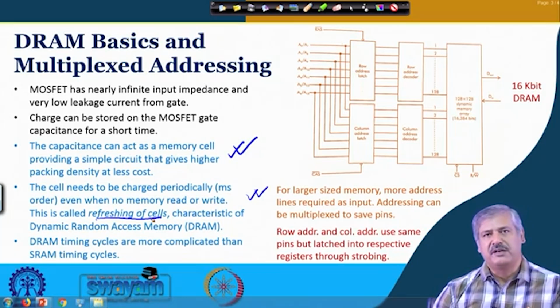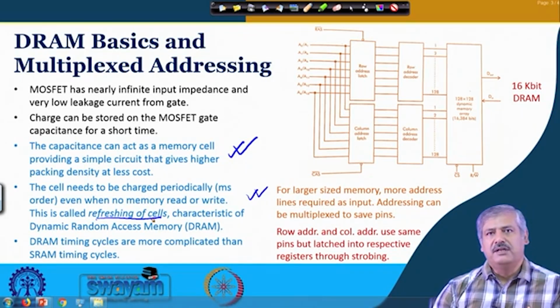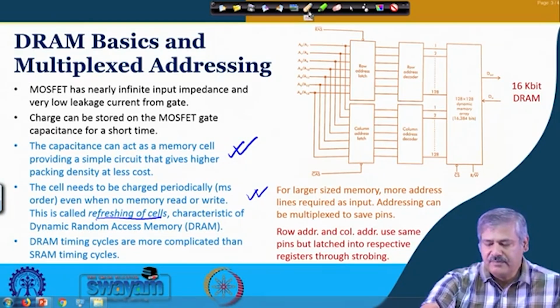This is one specific characteristic of DRAM, which was not there in SRAM, for which the timing cycles for memory read and write operations become a little bit different, somewhat more complicated compared to SRAM.